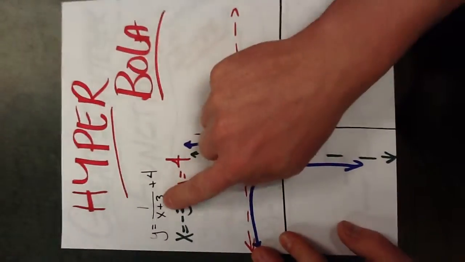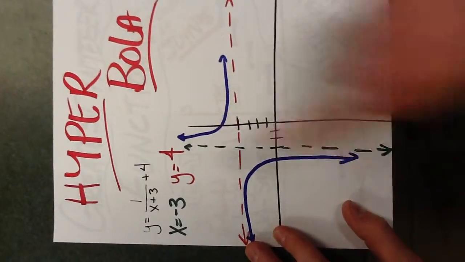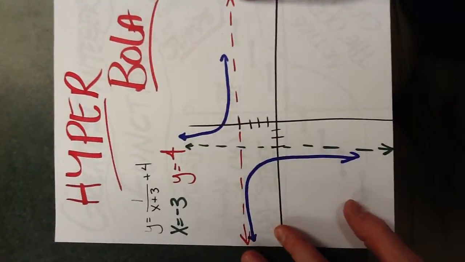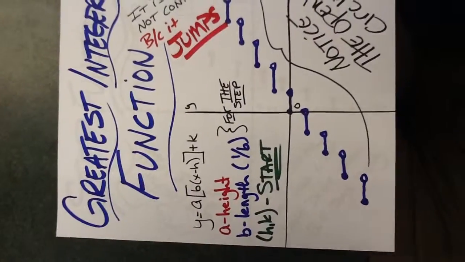Hyperbola. Plus 3, plus 4 means I move to the left. This is my vertical asymptote. And y equals 4, here's my horizontal asymptote. Color-coded, everything looks great. Make sure you tip your teachers.